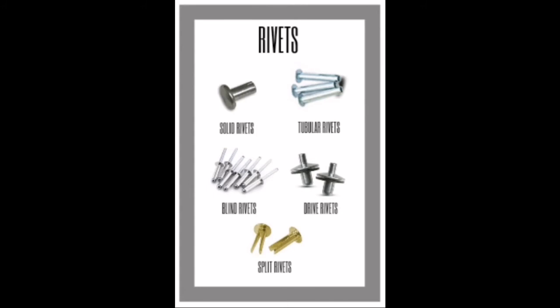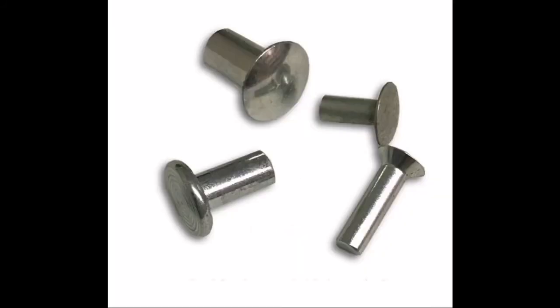Last fastener, rivets. A rivet creates a permanent joint between two objects. They consist of a cylindrical shaft with a head on one end and a tail on the other. Rivets are remarkably durable compared to other types of fasteners. Some common types of rivets include solid rivets.